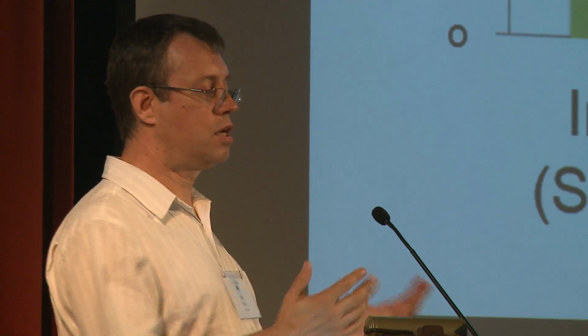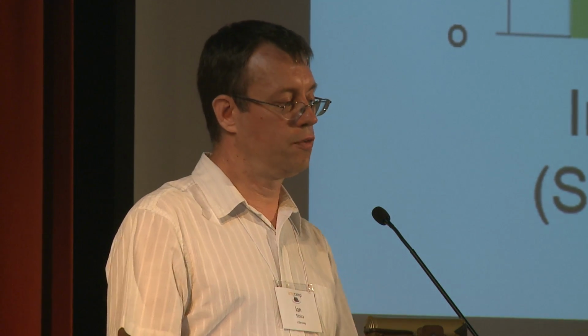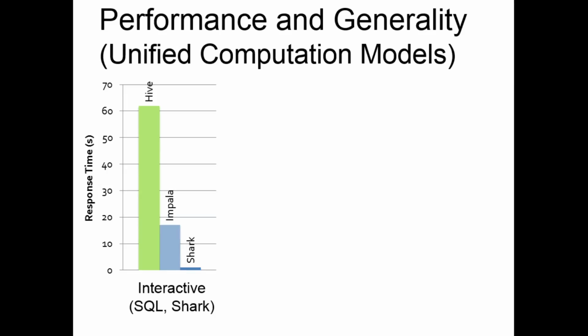So I mentioned that you want to provide this kind of generality to unify these various computation models. And of course, a question is how fast are we compared with domain-specific frameworks? The answer is that in general, we are pretty fast. So not only do we unify these computation models, we also provide good performance. Here, for interactive computation, Shark is significantly faster than Hive, and even than Impala when the data is in memory.